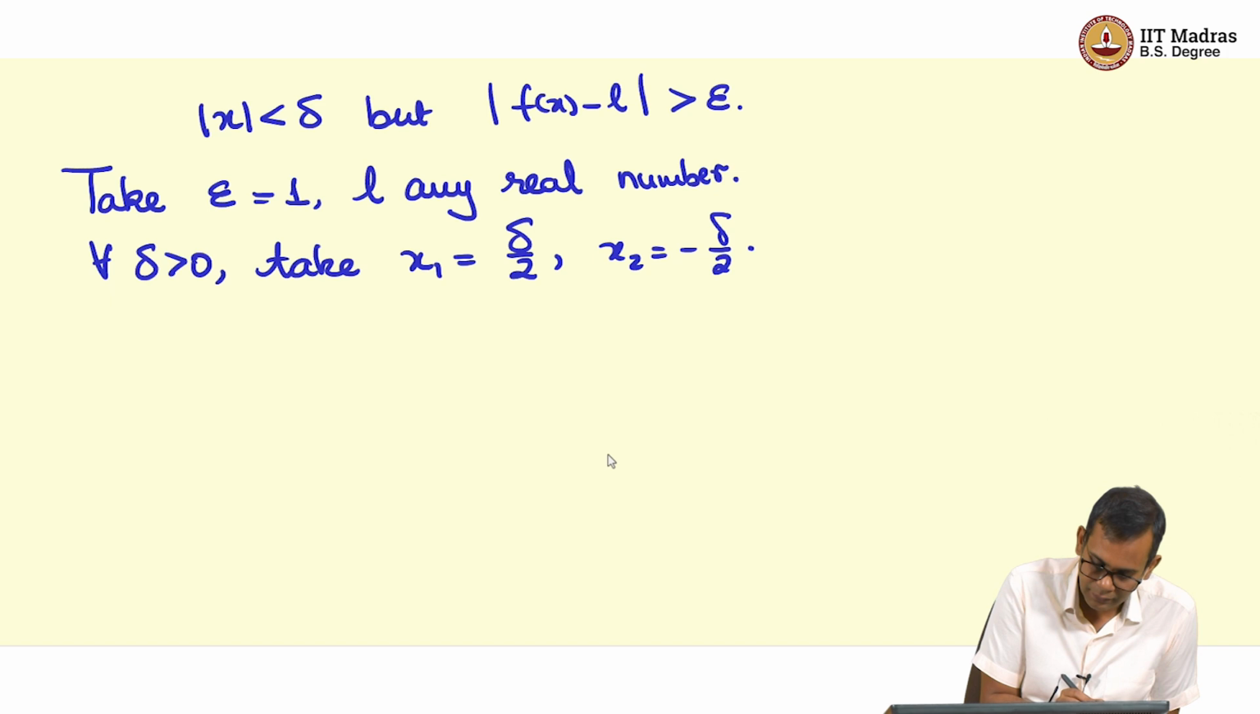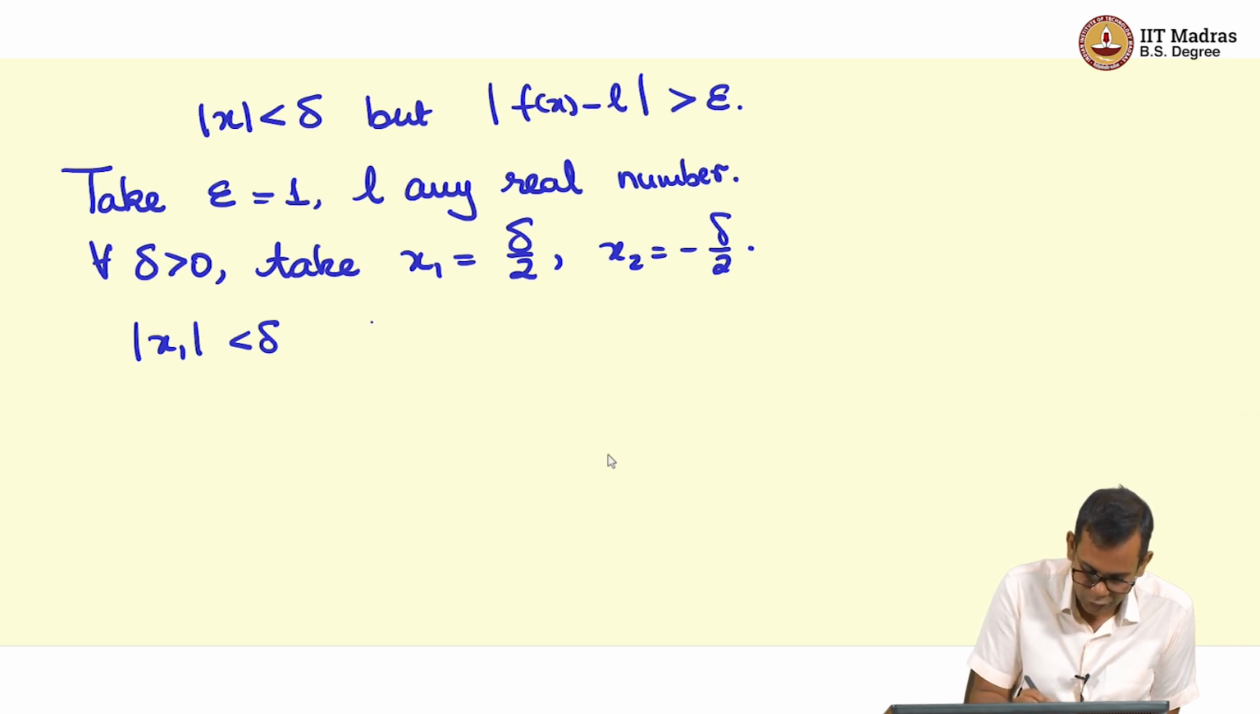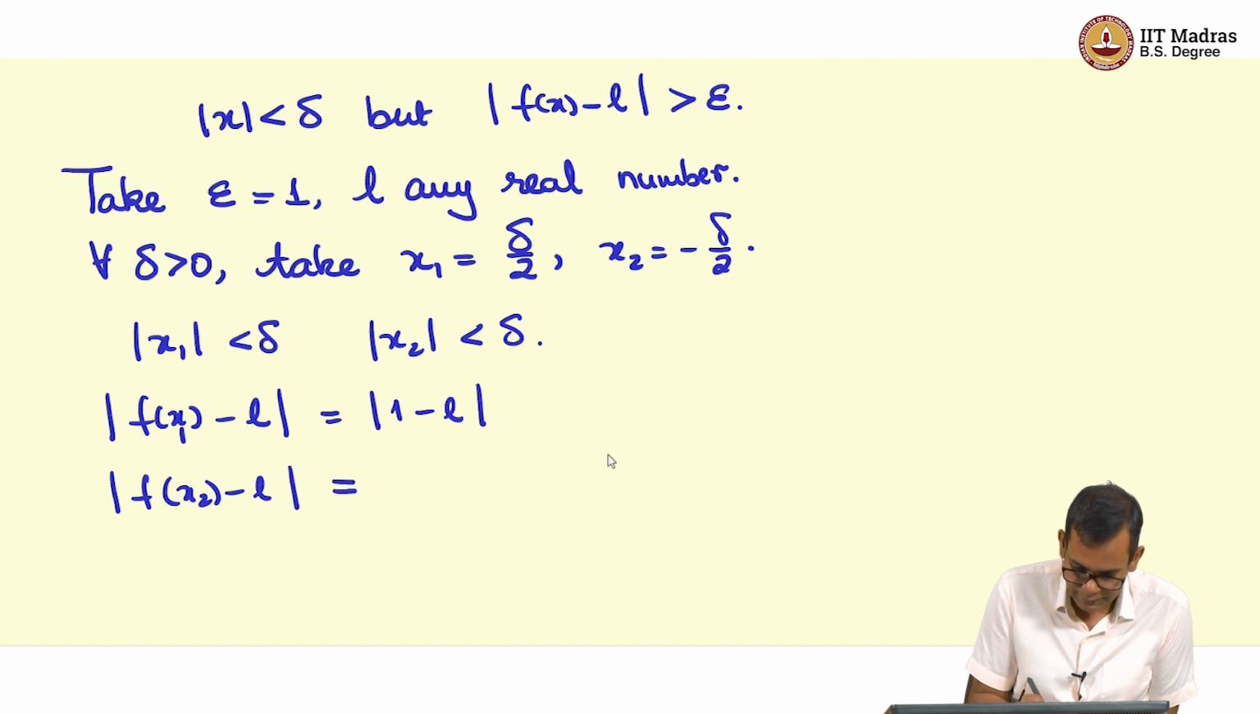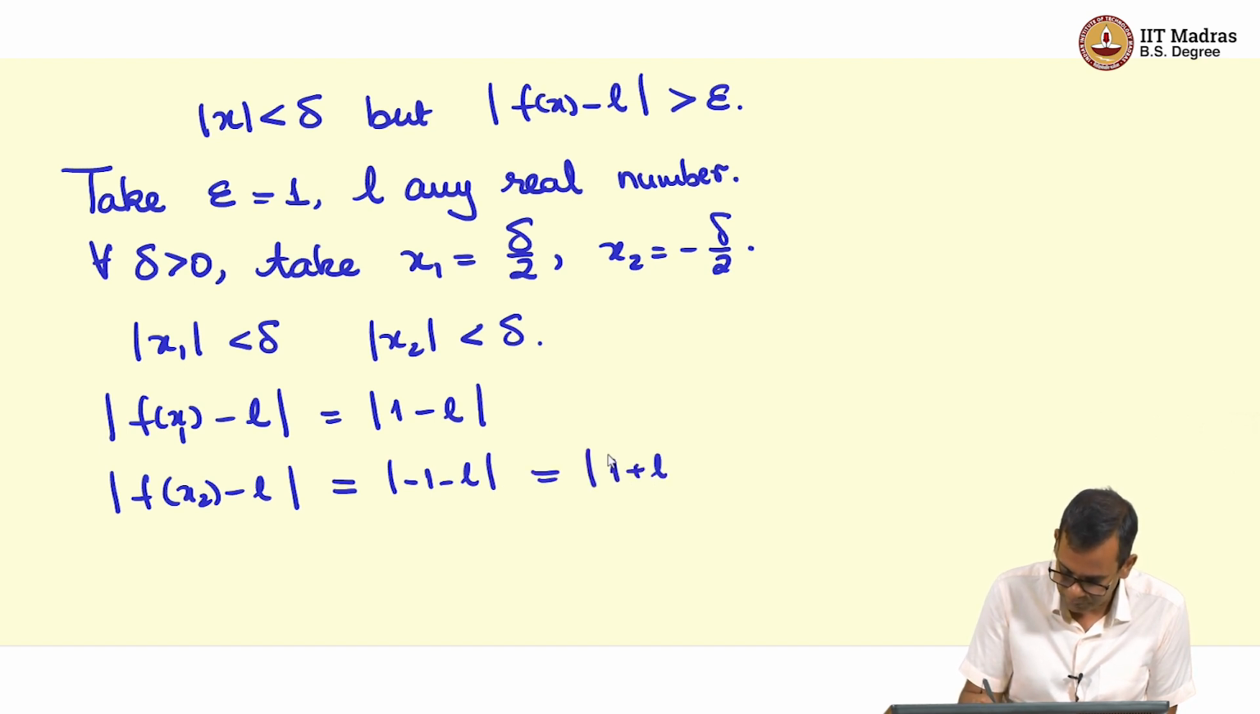Now, what do we have? We have both x1 in absolute value is less than delta and x2 in absolute value is less than delta. And what we have is absolute value of f of x1 minus L is absolute value of 1 minus L, whereas absolute value of f of x2 minus L is absolute value of minus 1 minus L, which is absolute value of 1 plus L.